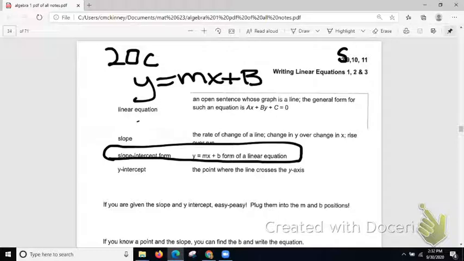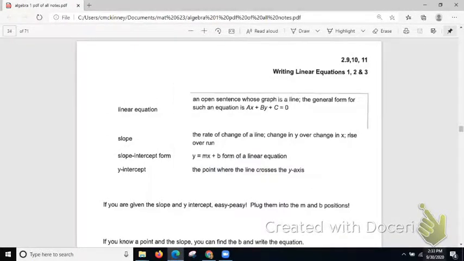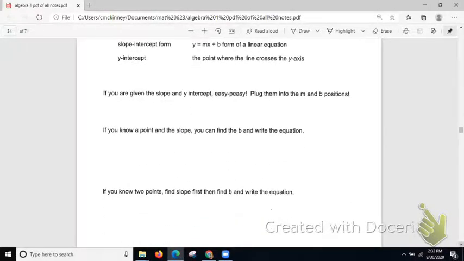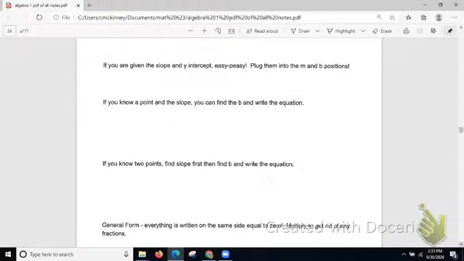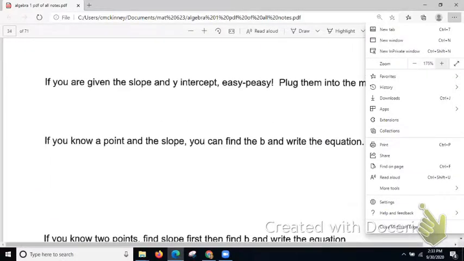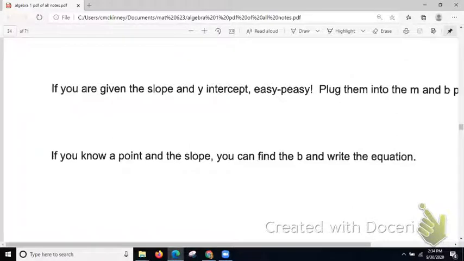So the first ones are going to be pretty straightforward, I think you'll find. They will simply tell you the slope and the y-intercept and ask you to write an equation. So that's what I would call easy peasy. You just plug them in.